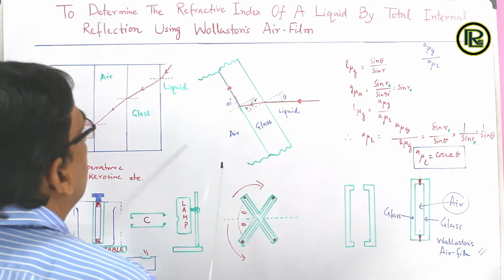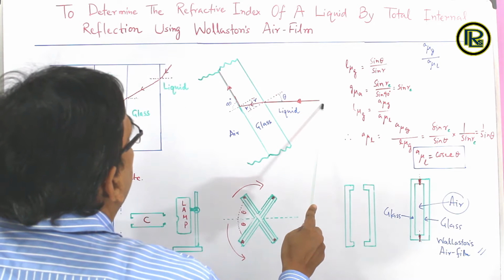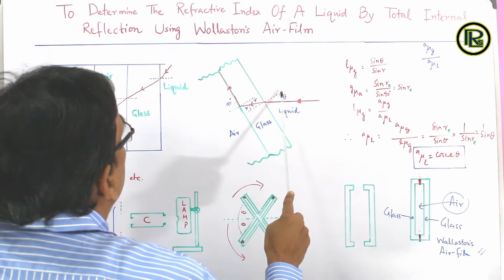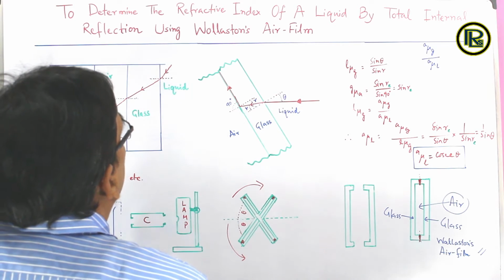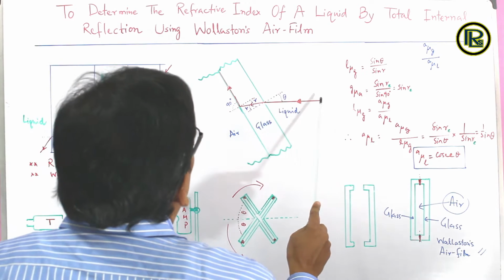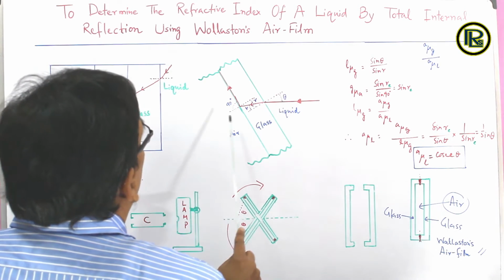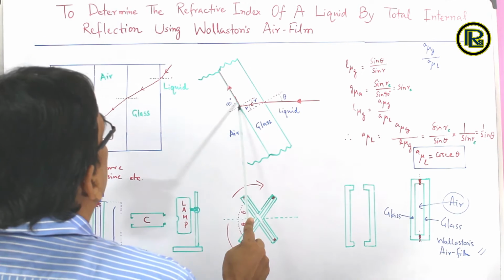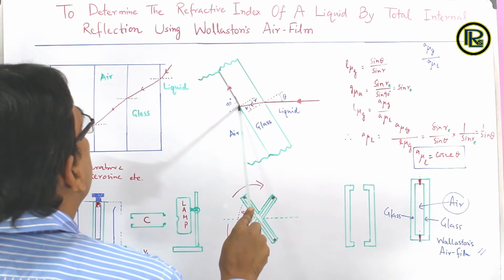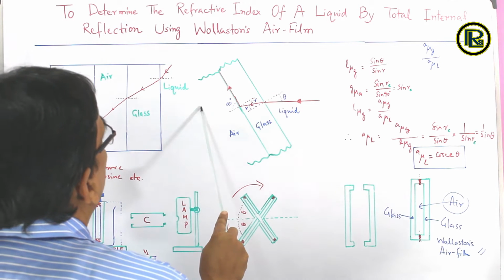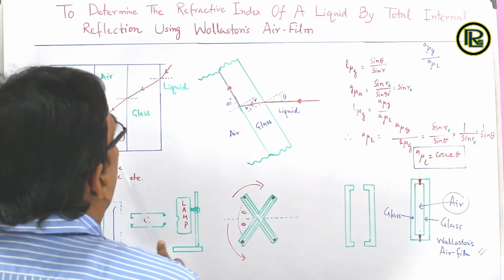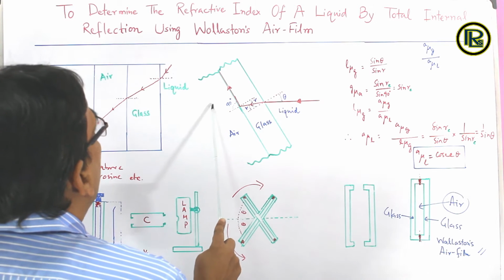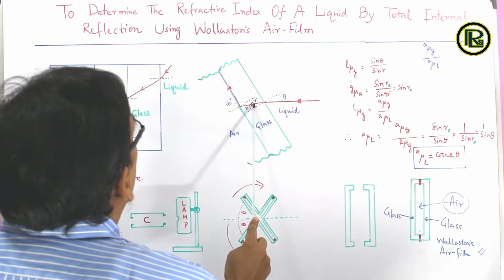Now if the light is incident at this point, these dotted lines are the normal to the interface. If the angle of incidence is theta and the angle of refraction is r, then at this point there will be another refraction into the air film. As this air film has lesser density than glass, the angle of refraction will be more than the angle of incidence, which is again r over here.